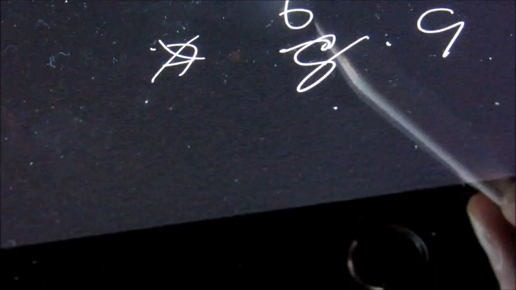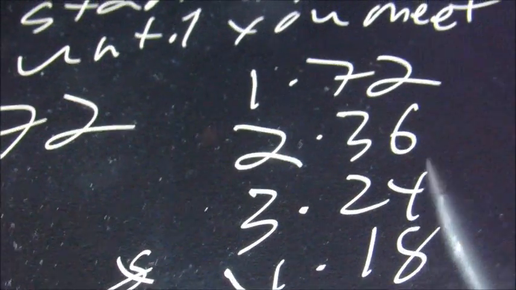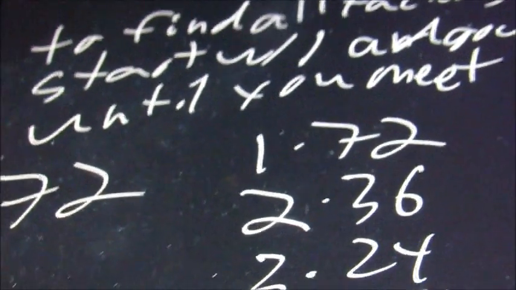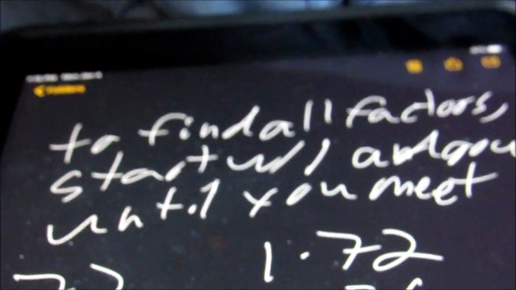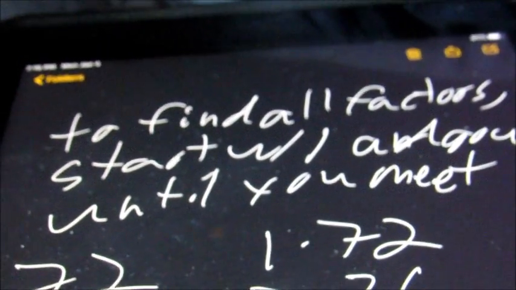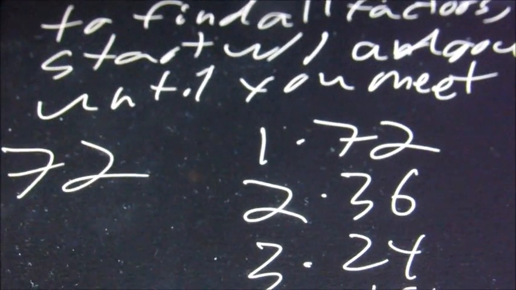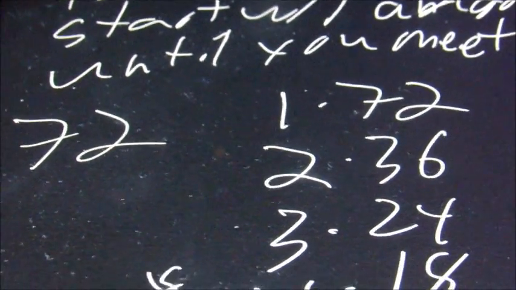So all of the factors of 72 are 1, 2, 3, 4, 6, 8, 9, 12, 18, 24, 36, and 72. And that's how you're going to find what all of the factors are for something. You're going to use this a lot more in the next class. And that is the end of 2.4.